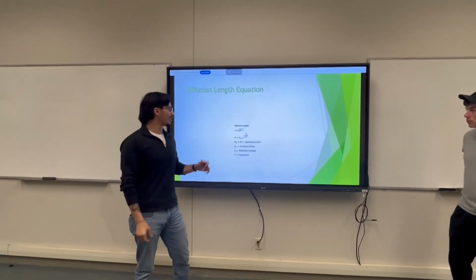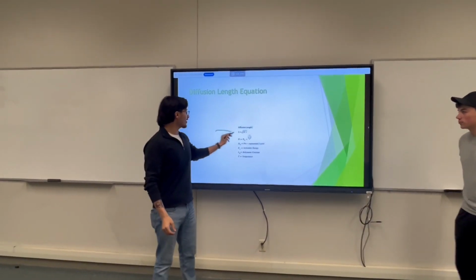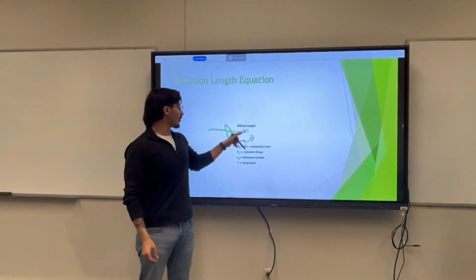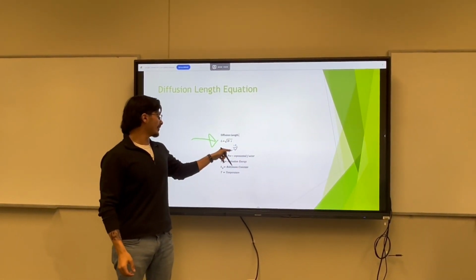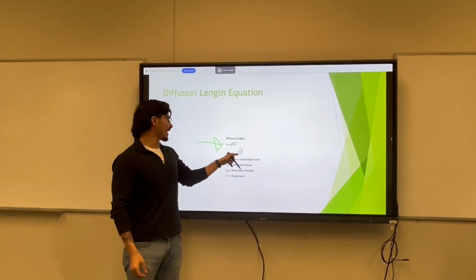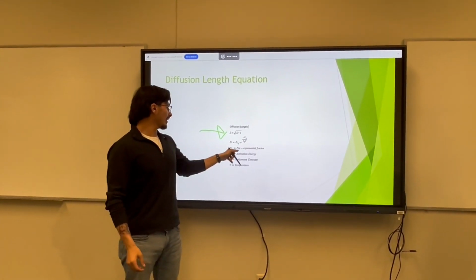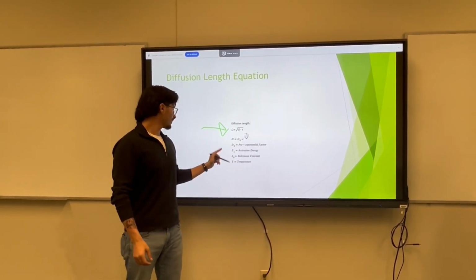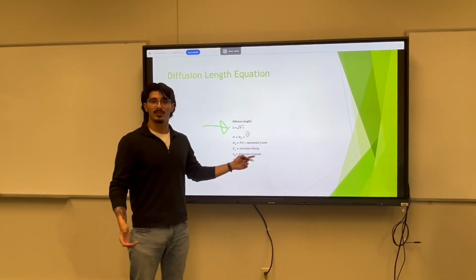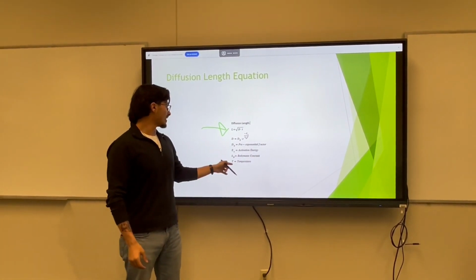Okay, next up we got diffusion length, which you can see from this equation here. We have our length is equal to the square root of D times t. Well, D is D naught times the exponential raised to negative Ea over kB times T. D naught is the pre-exponential factor. Ea is the activation energy. kB, Boltzmann constant, which is a number we've known forever, and temperature.